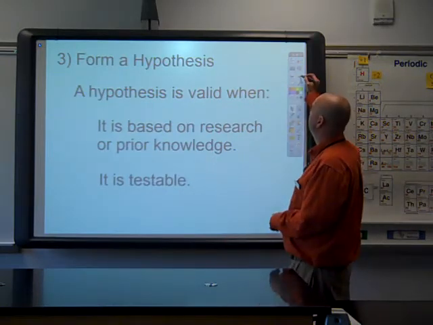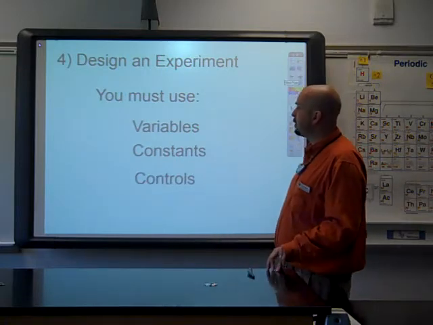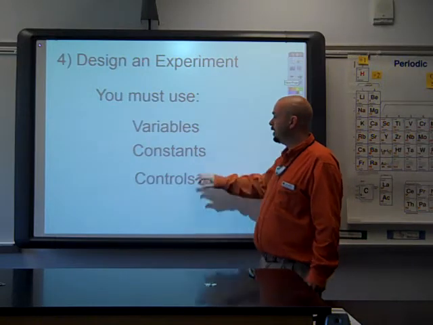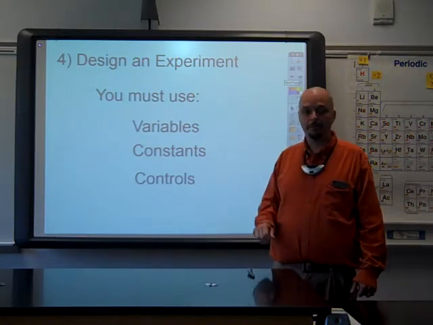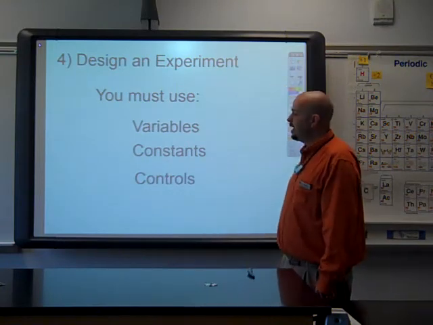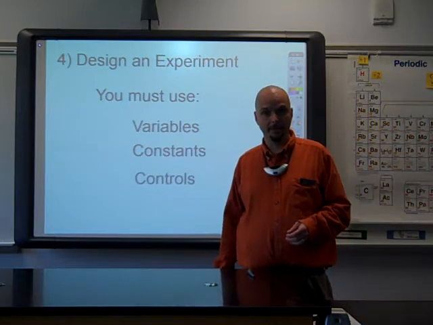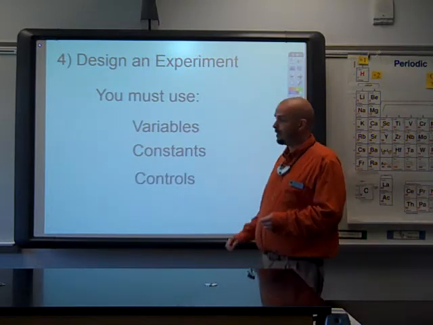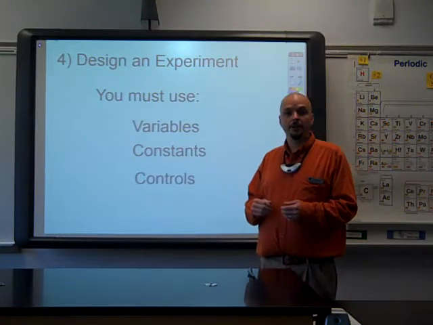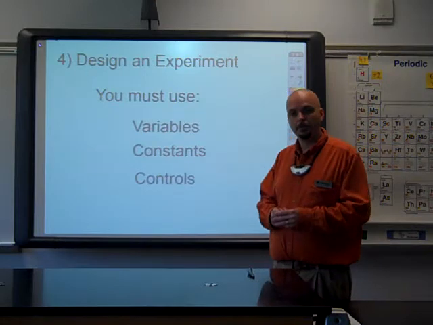The next step, step 4, design an experiment. When you design an experiment, you're going to be using variables, constants, and controls. There will be 2 variables in the experiment, independent and dependent. Independent variable is the one that you, as the researcher, can manipulate. You can change it. The dependent, you can't change. The dependent changes because of the independent variable. It responds to what you do.